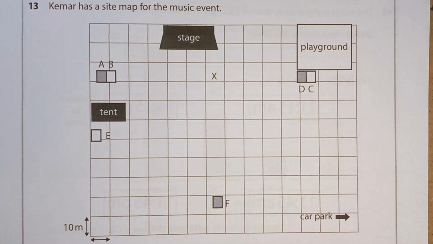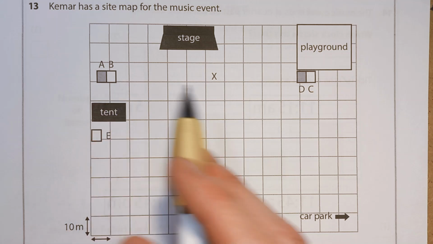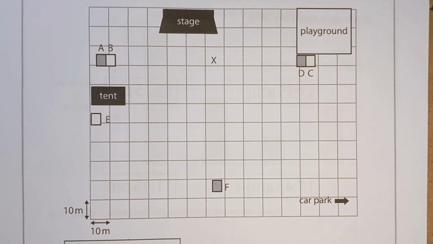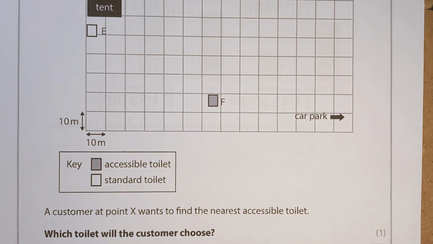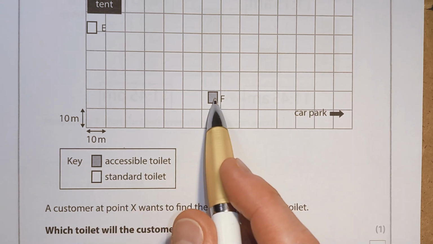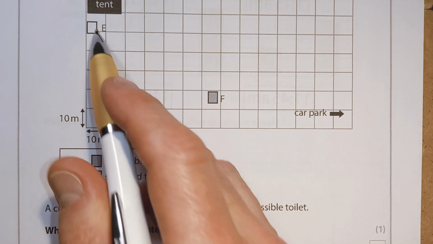Question 13. Kemar has a site map for the music event. So we can see on here we've got the stage, we've got the playground, we've got these boxes. We'll find out what these are in a minute. We've got a tent, another couple of boxes. Car parks over this way, and we're told each of these boxes is 10 metres. They also tell us the key. So this is an accessible toilet, and this is a standard toilet up here.